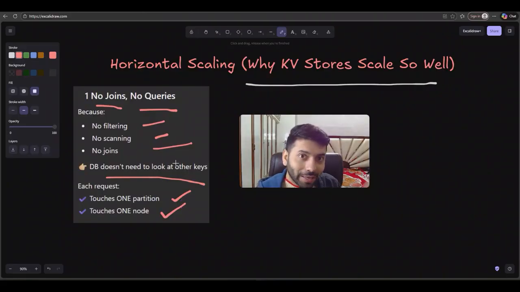We are not doing any range based queries or checking other keys. You simply provide the key and it will check that particular value. So it will hit a particular partition and node only.